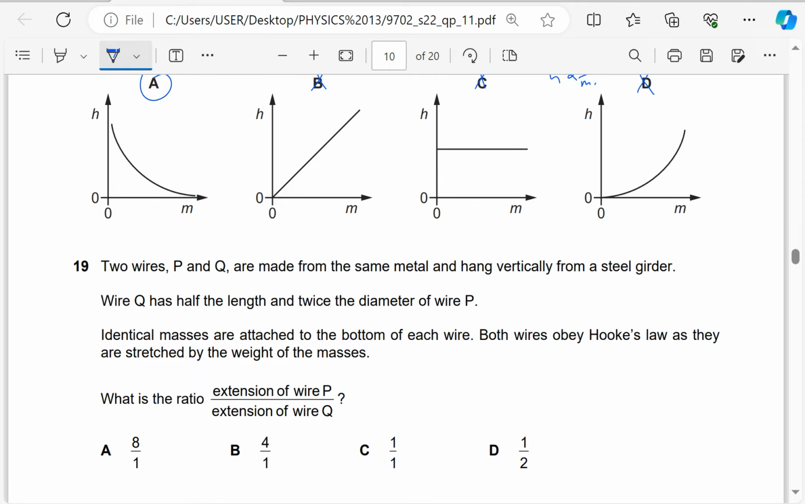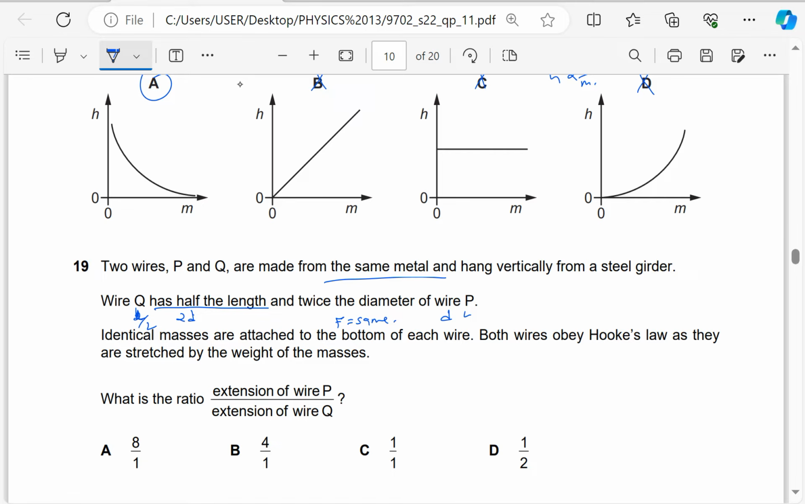Two wires P and Q are made from the same metal and are hung vertically from a steel girder. Wire Q has half of the length and twice the diameter of P. So let's say length of P is L. The length of Q is going to be L over 2. Let's say the diameter of P is D. The diameter of Q is going to be twice D. Identical masses are attached to the bottom of each wire. So it means the force is the same for both wires.